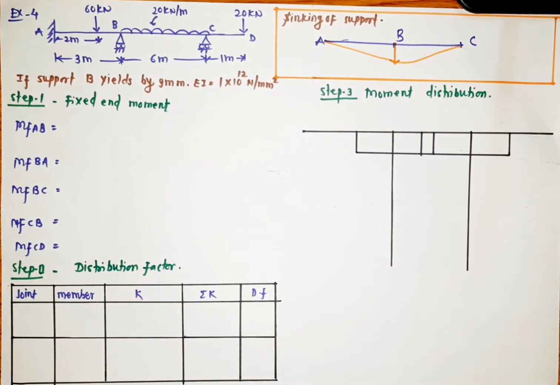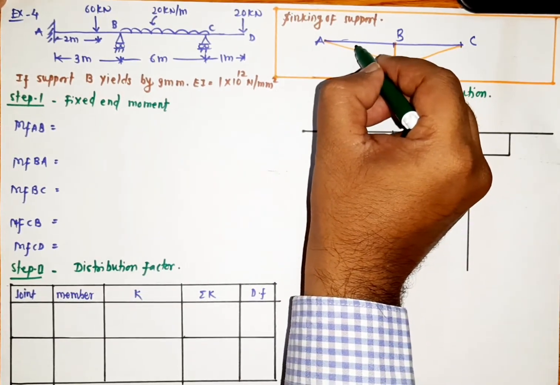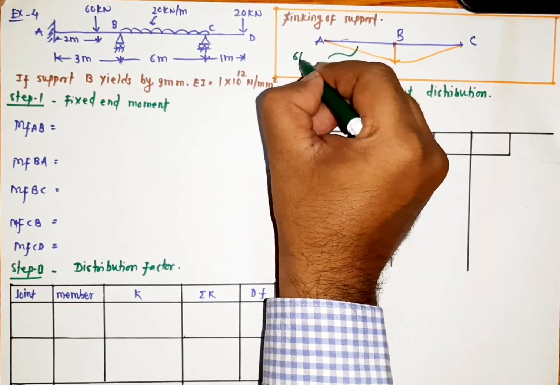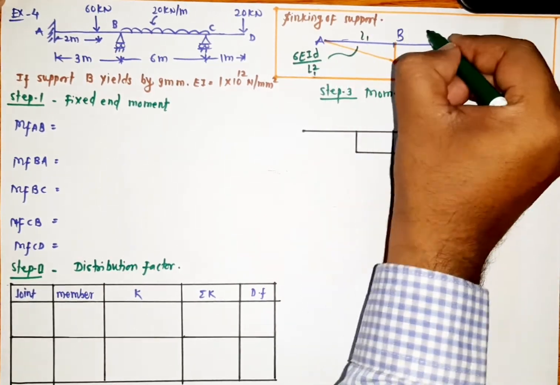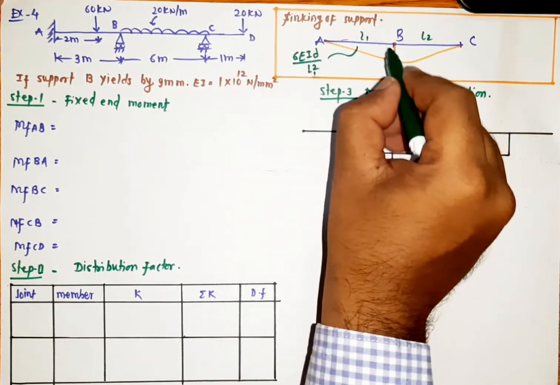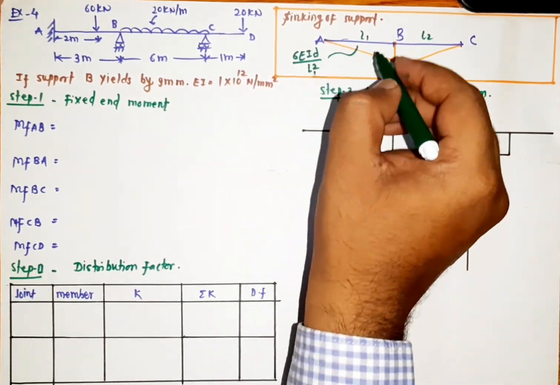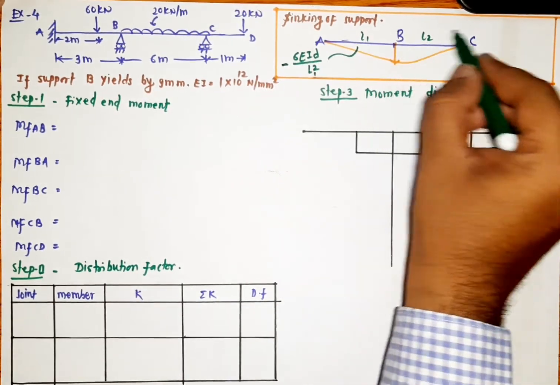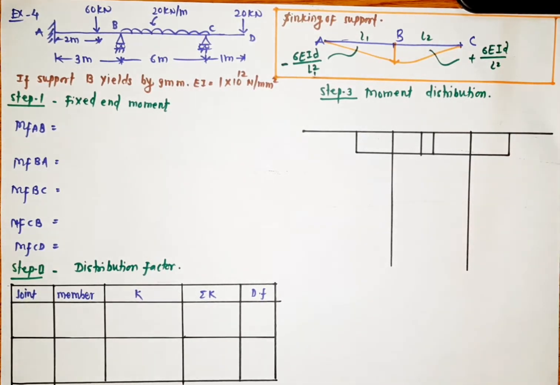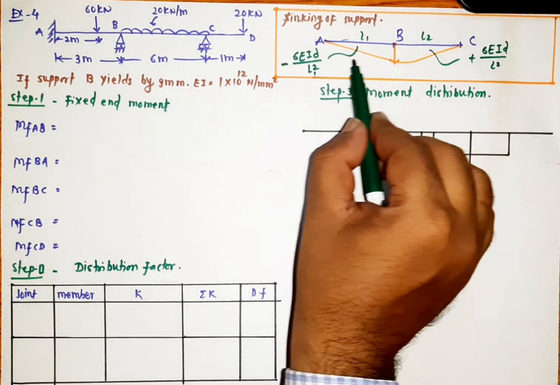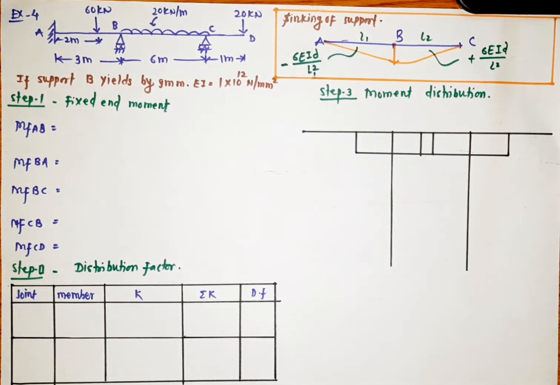So always remember that whenever there is a sinking, if the B support sinks, then left of B we have to subtract 6EI delta divided by L1 square from the fixed end moment. This is L1 and this is L2. And for BC, we have to add 6EI delta divided by L square to the fixed end moment. We just subtract and add 6EI delta divided by L square. On the same pattern, now we will solve the problem.